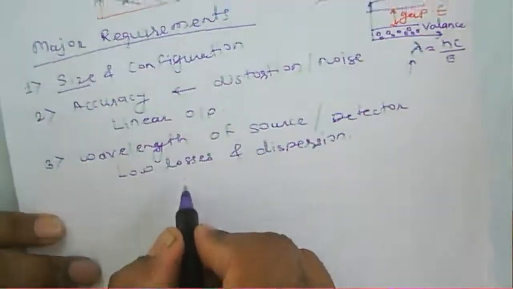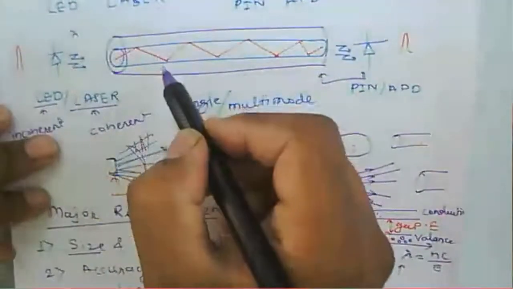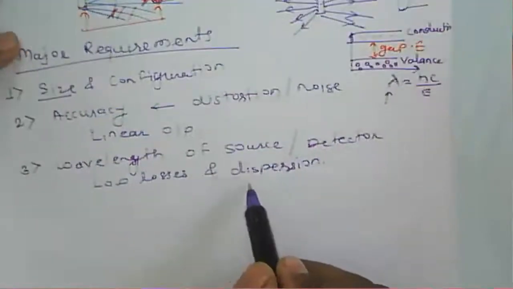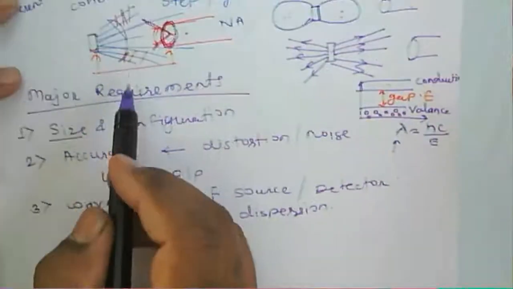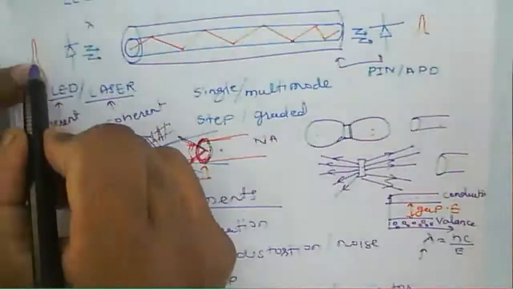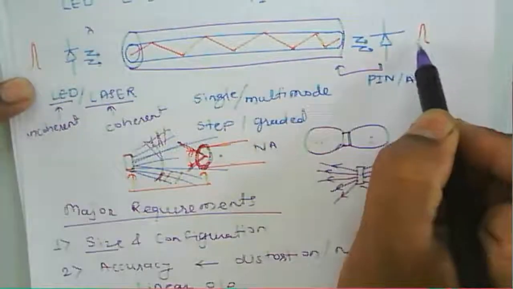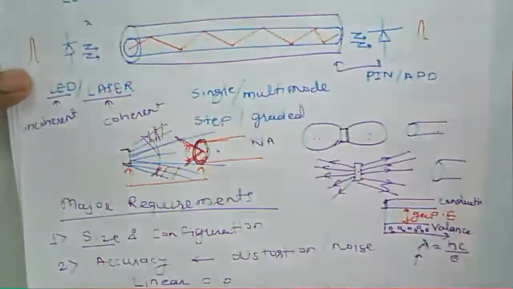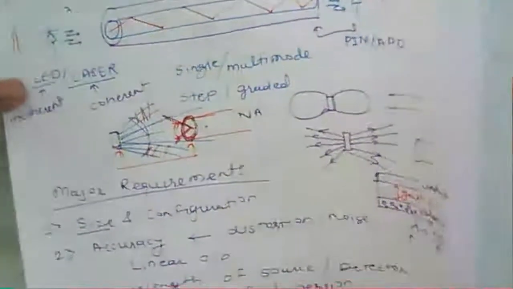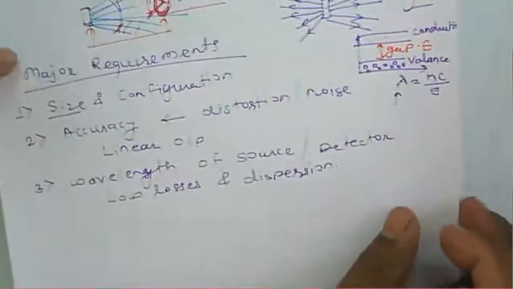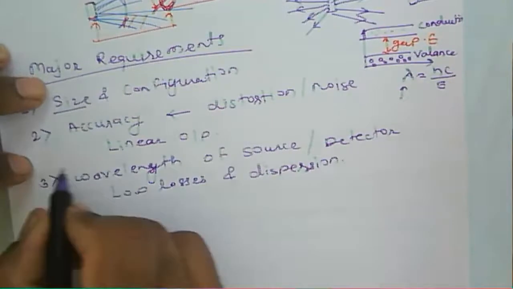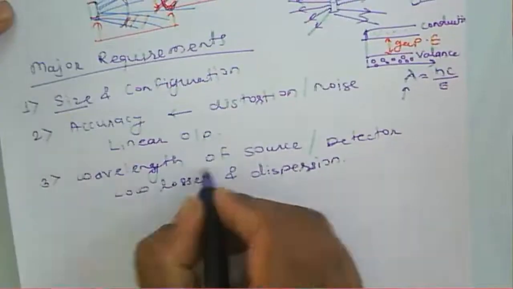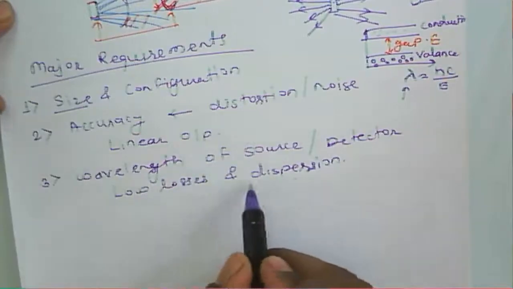Now, losses means what? Losses inside the particular fiber at a particular wavelength, and dispersion means what? A pulse broadening. Pulse broadening means that the pulse propagating through the fiber, and when we receive the pulse here, it is broadened. So the requirement for the source is that it should emit light at a given particular wavelength, so that there are low losses and low dispersion.